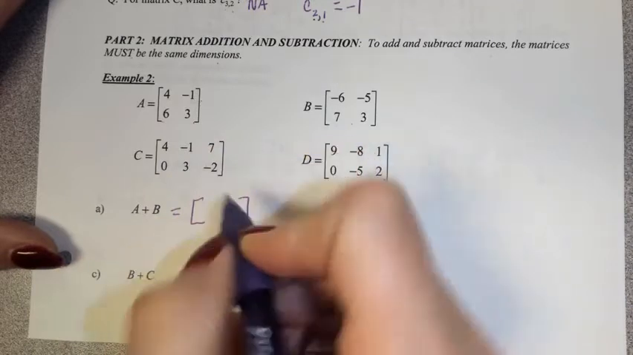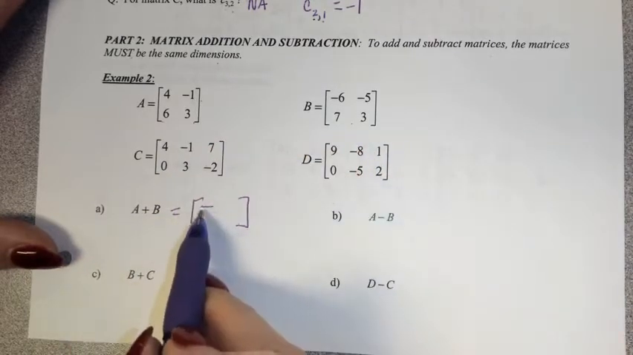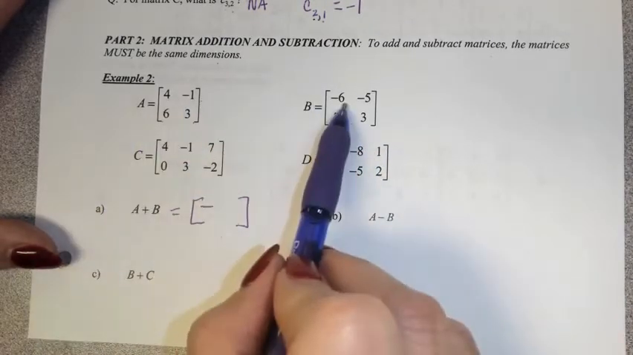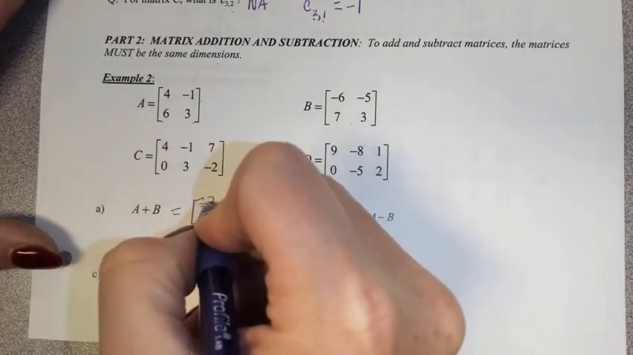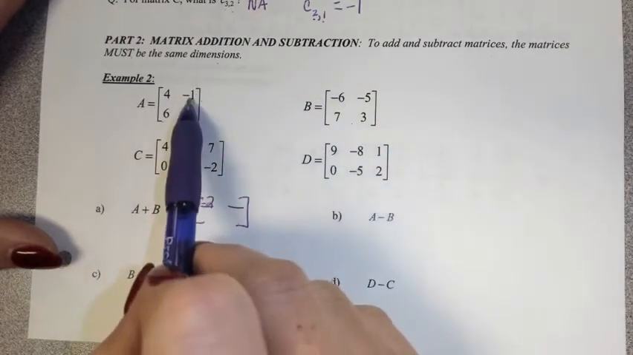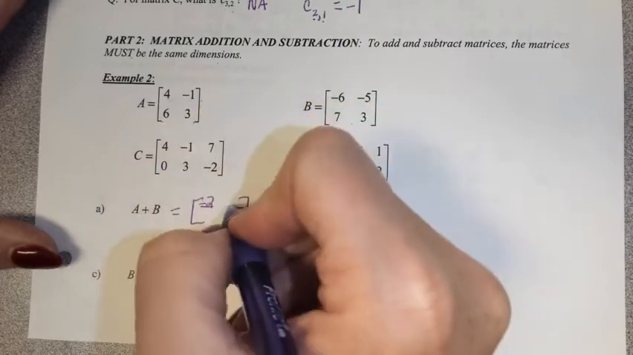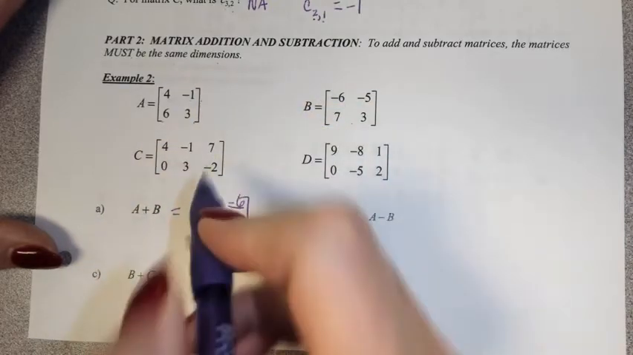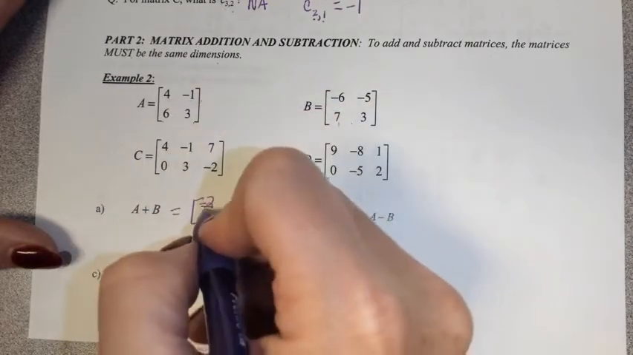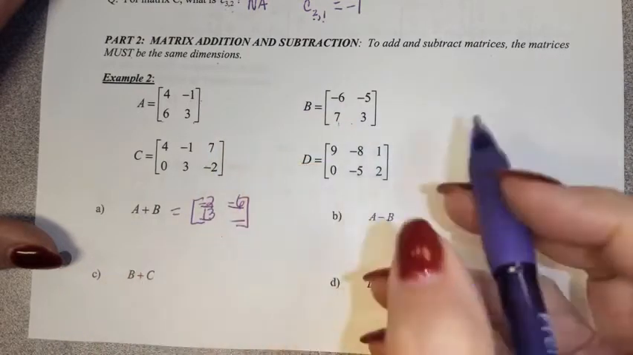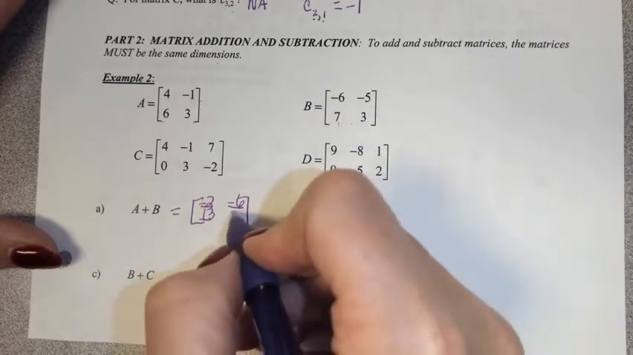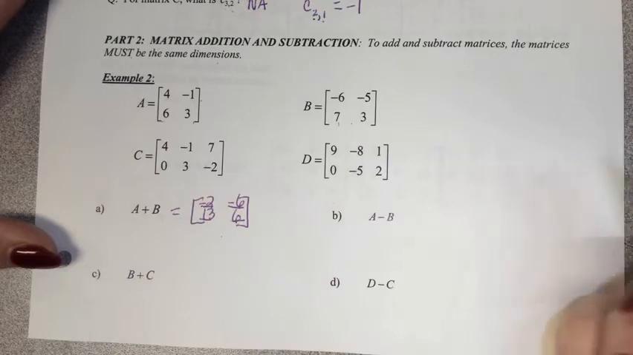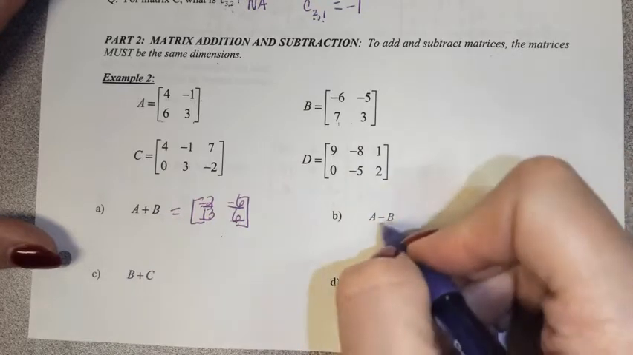All we do is add those corresponding entries. So in that first row, first column, we have a 4 and a -6. So we're going to add those 2 values. We get -2. In that next spot, we have -1 plus -5 is -6. 6 plus 7 is 13. And 3 plus 3 is going to give us 6. And so that's all we're looking at is what are the values that match up in those arrays.